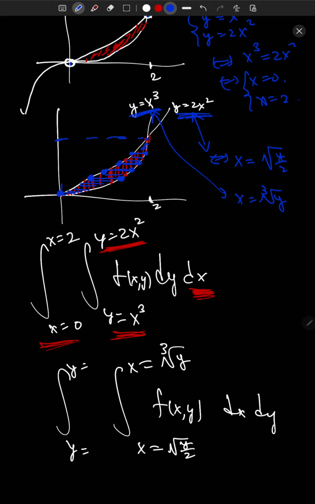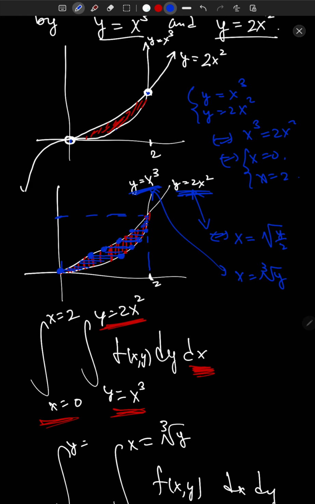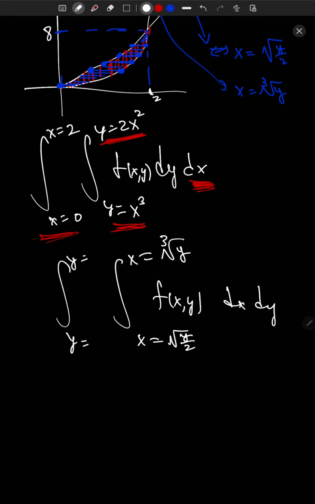What is that? Well, that's the y output I get when I put in the input x equals 2. Since y is equal to x cubed, when I put in 2, I get 2 cubed out, so that's going to be 8. So this integral is going to be from 0 to 8. And again, from here, you just do your calculations.